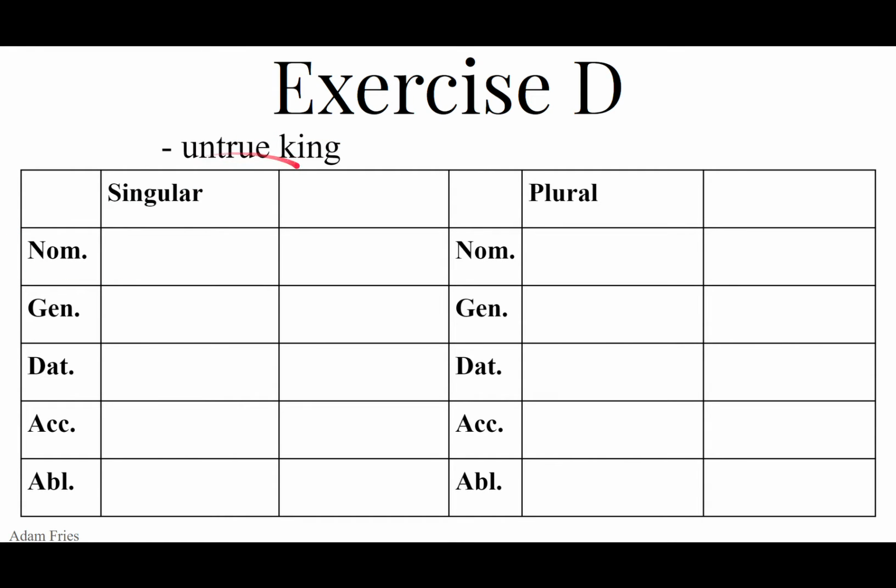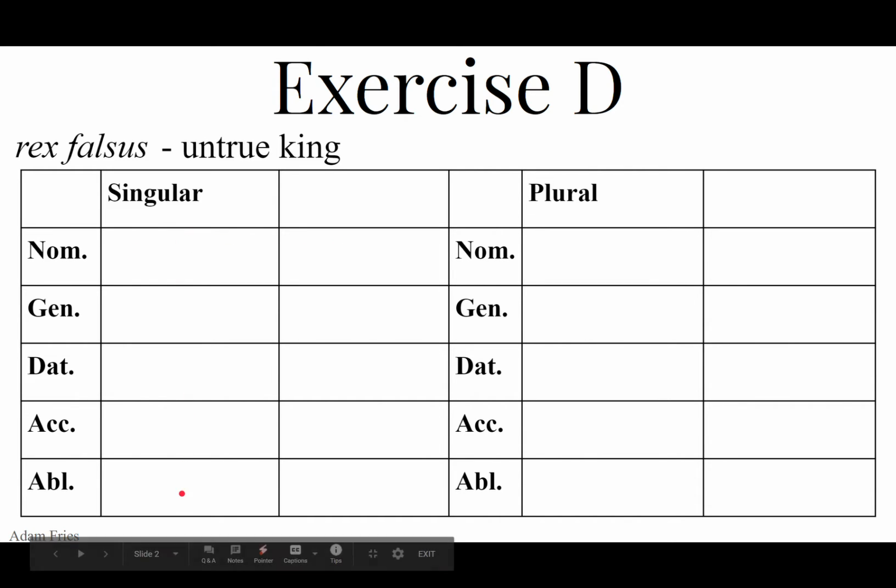So we'll start with the nominative. We have the noun king modified by the adjective untrue or false. So the noun is going to be king, rex, regis, masculine, and untrue will be falsus, -a, -um. So the nominative would be rex, which is masculine, and we want the masculine adjective form of falsus, -a, -um, and that will be falsus, so rex falsus. So we will decline rex here and falsus here in these columns.